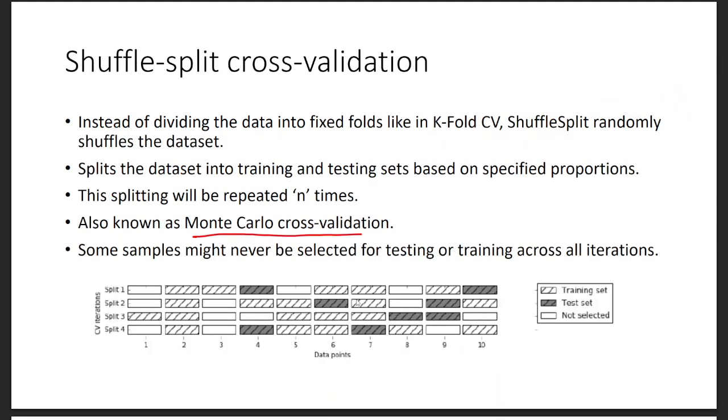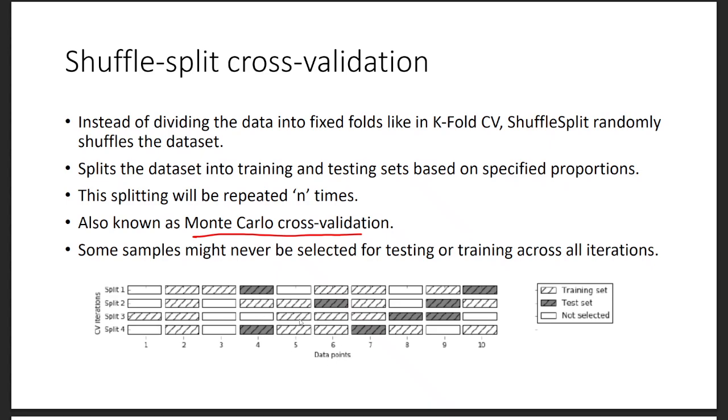Okay, the next is shuffle split cross validation, also known as Monte Carlo cross validation. So what is shuffle split? Instead of fixed folds, this method randomly shuffles the dataset and splits into training and testing sets based on a specified proportion, repeating the process n times. So it will shuffle and do the number of splits that we have given, like in k-fold. But here we are also shuffling, so every split will be different.